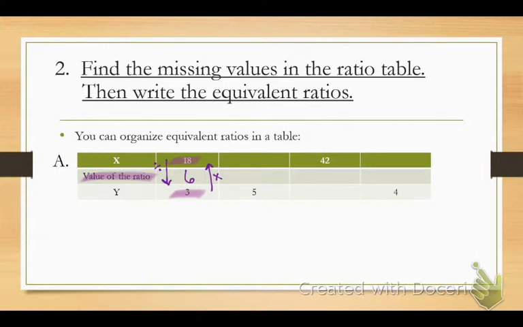So now that I have the value of the ratio, I'm going to fill that in across the whole table. Go ahead and fill in your value across the whole table. So it goes 6 all the way across. If I'm going from top value to bottom value, what operation is that? Division. What operation is it to go from the bottom one to the top one? Multiplication. So let's go ahead and fill in the rest of the table. To go from 5 up, what would I do? 5 times 6, which is 30.